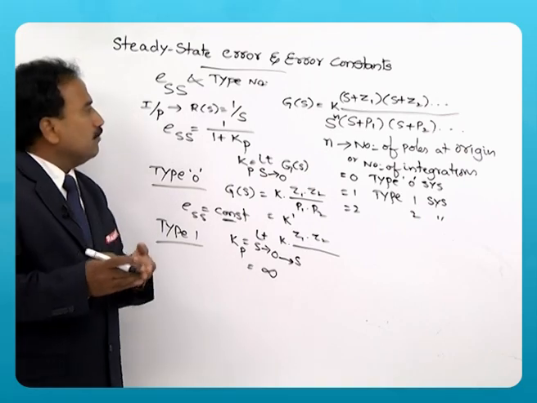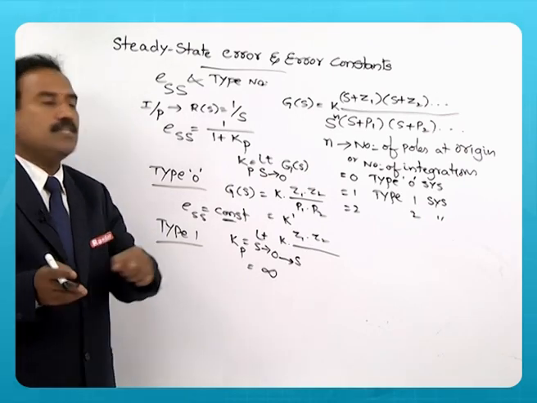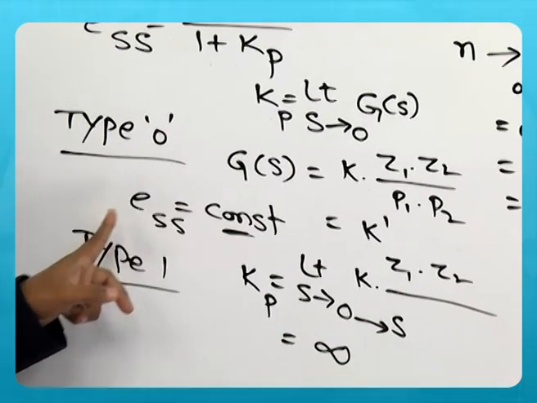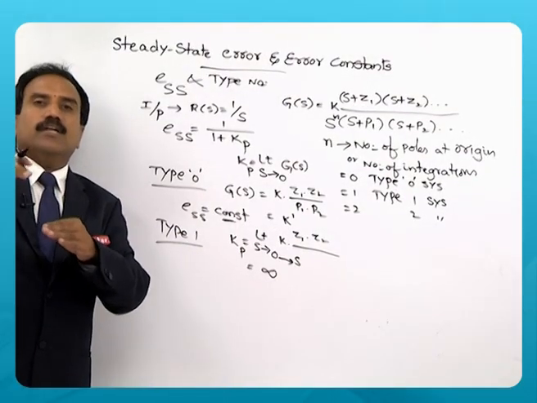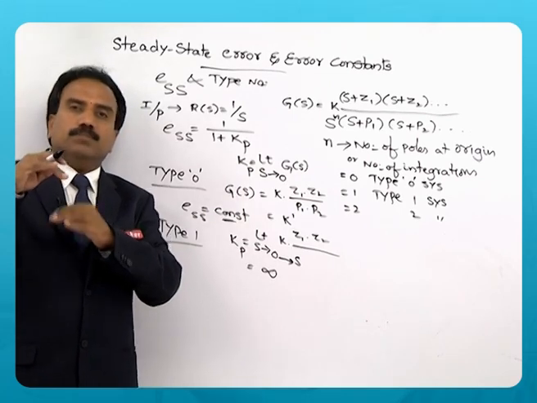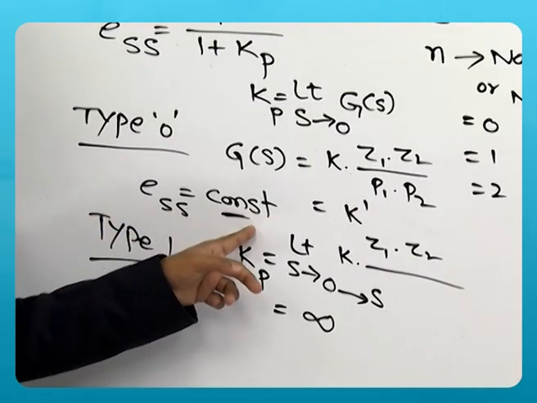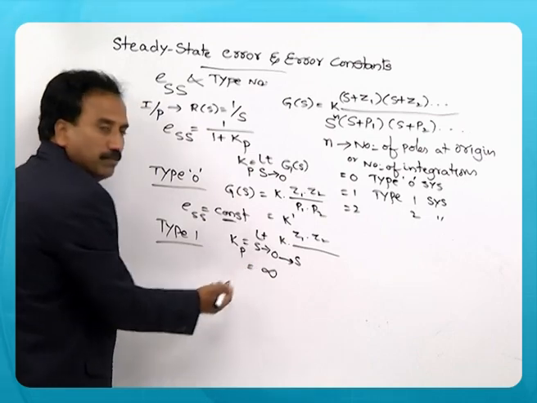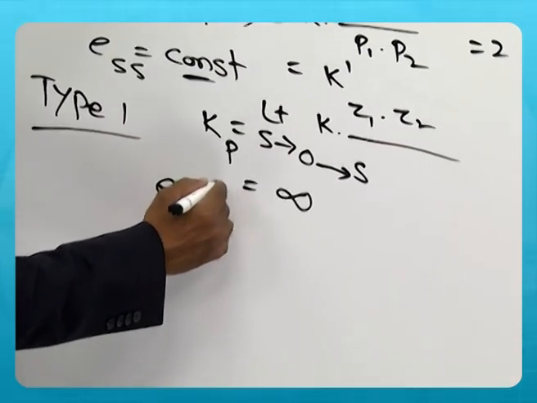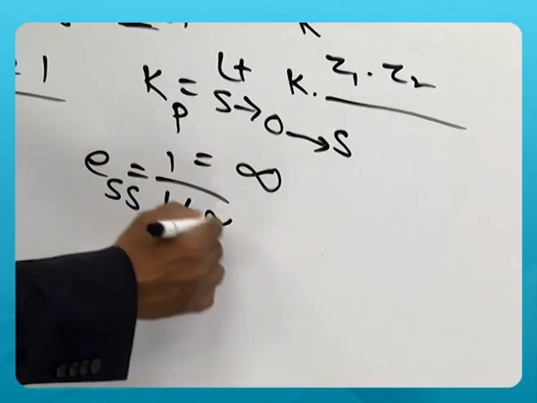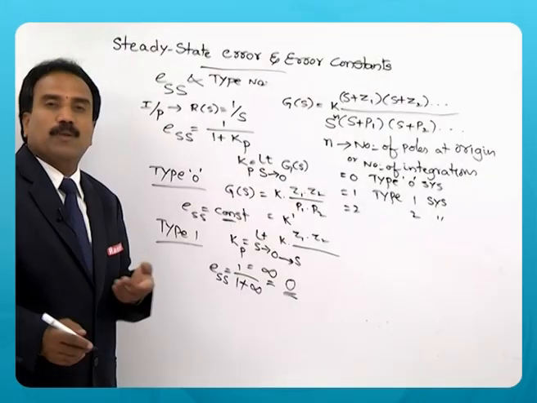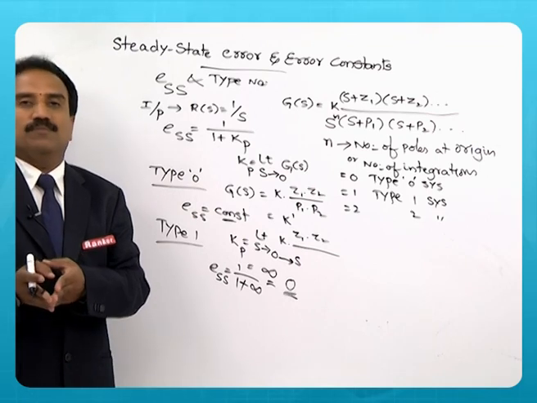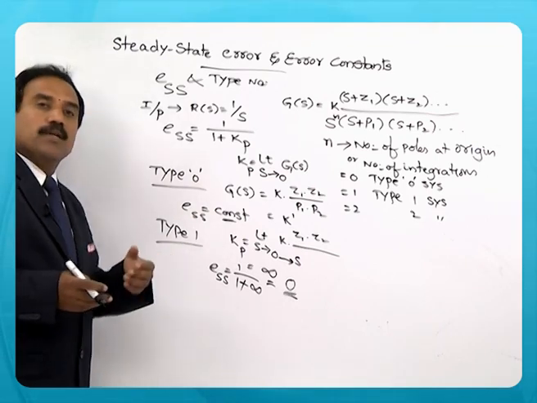So, see the importance of introducing the pole at origin: Kp is constant in type 0 system. So, steady state error is constant, it exists. Error between the steady state input and output, that error is a constant for type 0 system. Now, when you got type 1 system, Kp has become infinite. So, the steady state error ESS equal to 1 by 1 plus Kp, that is infinity. So, the steady state error becomes 0. So, introducing the pole at origin makes the steady state error 0. That is the beauty of type number.